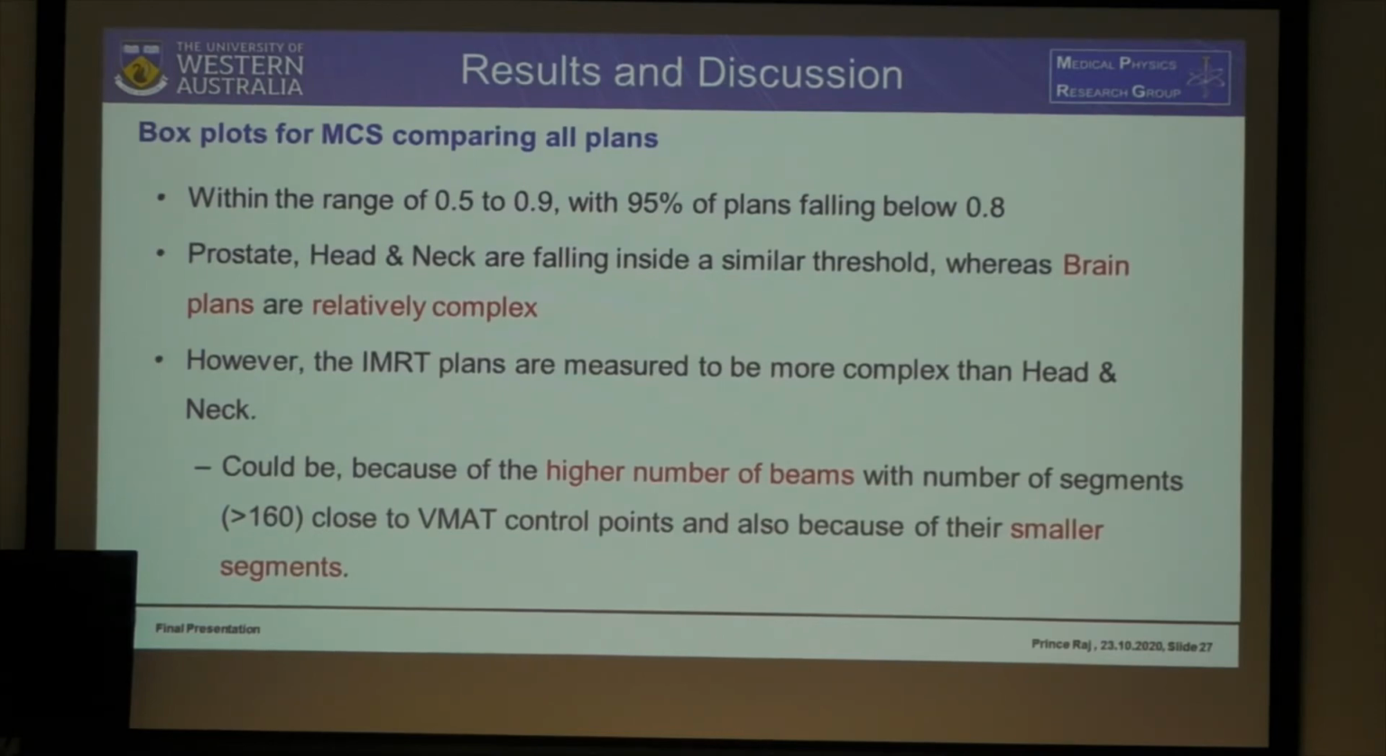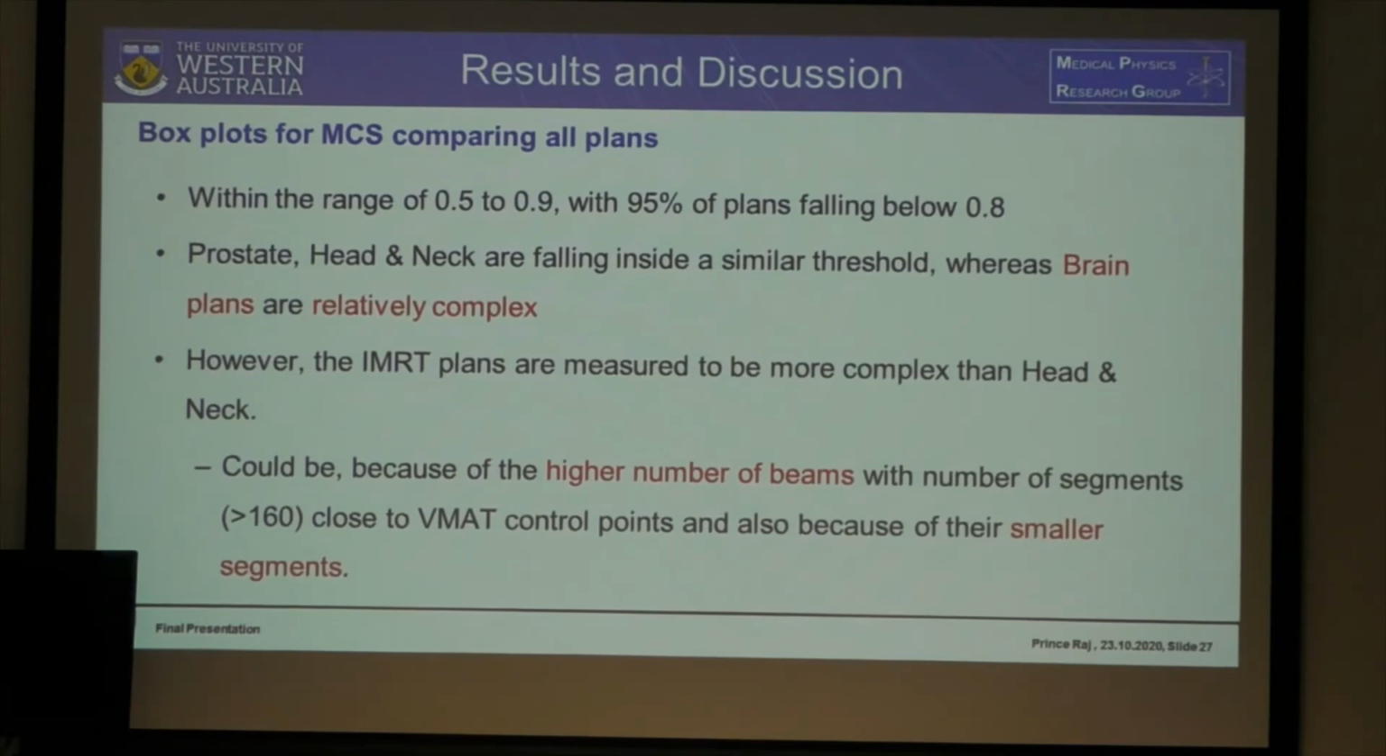However, most plans fall within the range of 0.5 to 0.9, with 95% of the plans falling below 0.8. Prostate and head and neck plans are falling within a similar threshold. Could be due to the fact that we had a wide range of prostate plans, which is 54. However, for head and neck, we just had 10 plans, so could be due to that. And we found that brain plans were relatively complex in terms of site-specific comparison.